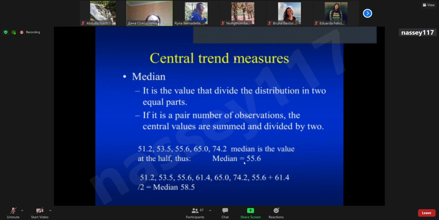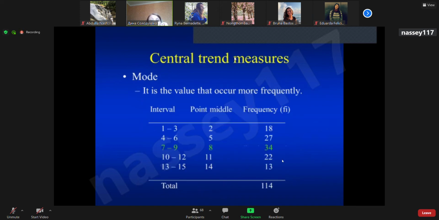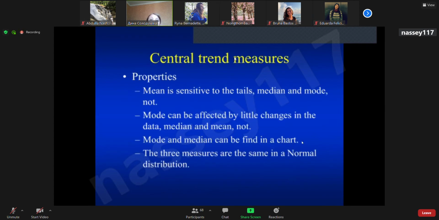So if you have two central numbers, you just calculate the arithmetic average of these two central parameters, and it will be a median. Well, so the central tendency measures have some properties. For example, the mean is very sensitive to extreme values, or we call them tails, while median and mode are not sensitive. So that is why if you have a small sample, it's not good to choose the mean as the parameter of central tendency.